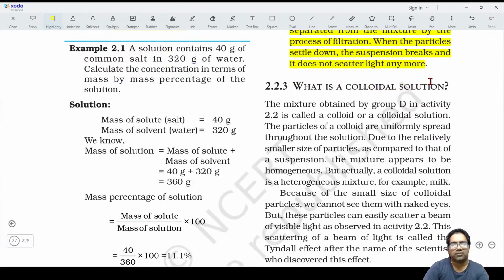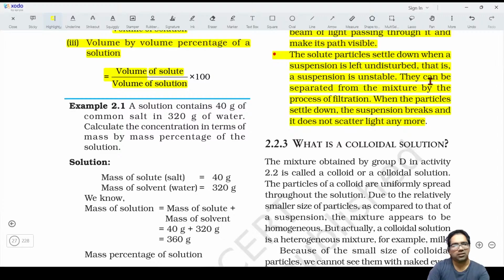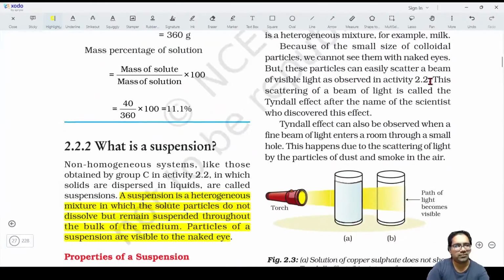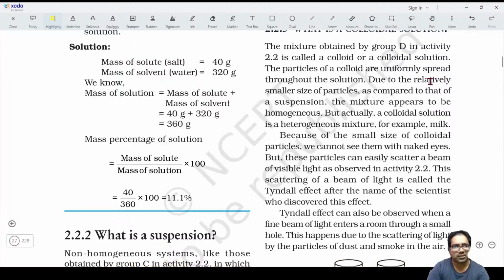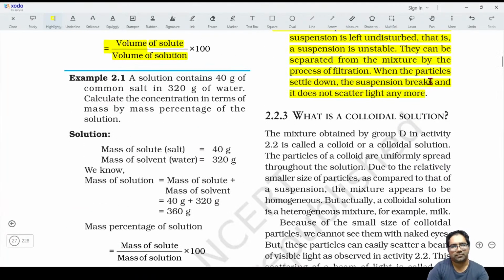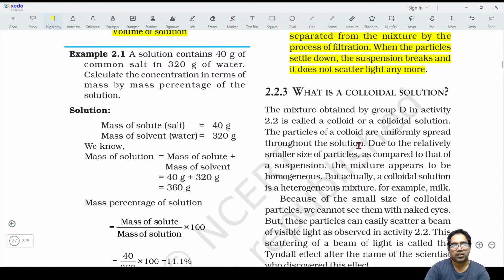We talked about homogeneous, we talked about solution, we talked about suspension. What is a colloidal solution? It is a mixture of both. The particles of a colloid are uniformly spread throughout the solution due to their relatively small size. It is actually heterogeneous, but it looks homogeneous.